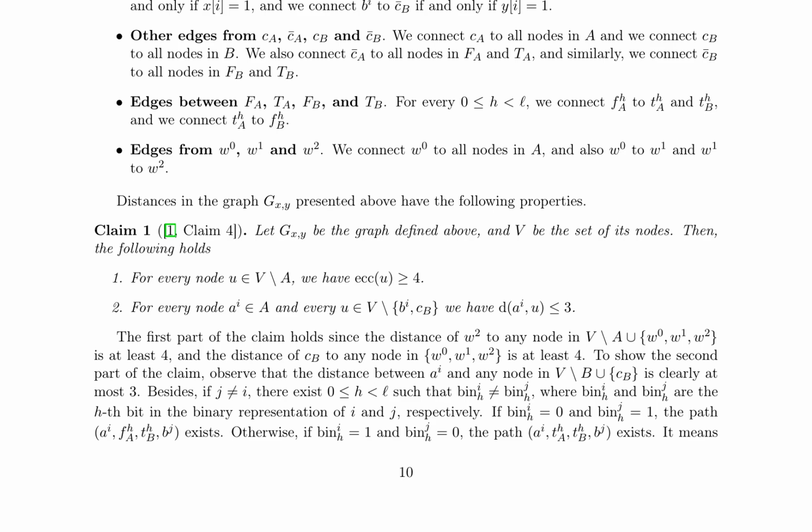The second part of the claim is proven by observing that the distance between A_I and any node not in B or C_B is clearly at most 3, and that for any j not equal to I, there exists an h such that the hth bit in the binary representation of I and j differs, allowing for a path of length at most 3 between A_I and B_j.